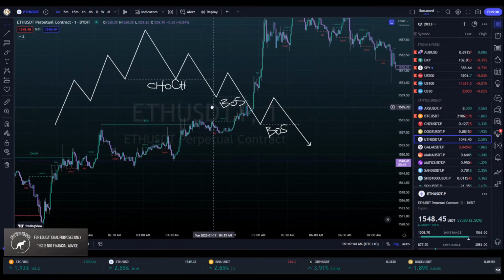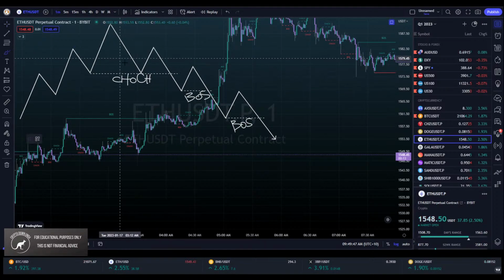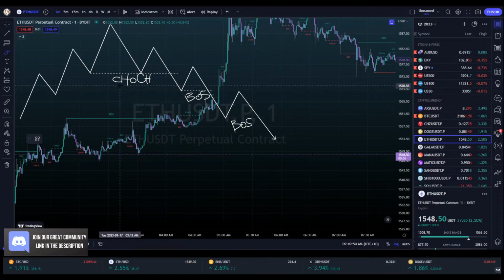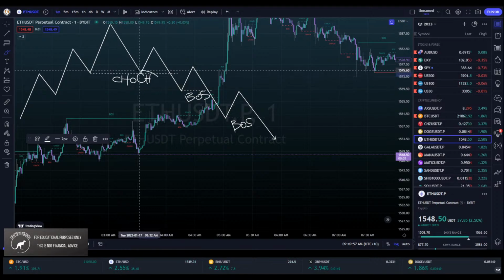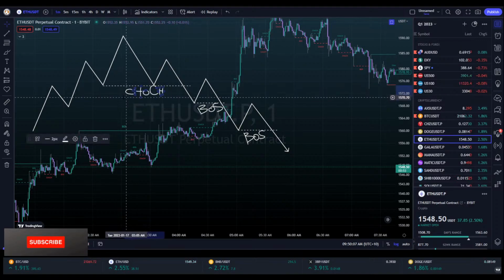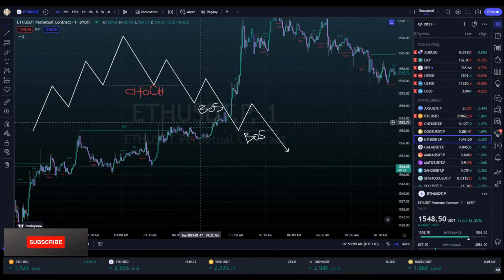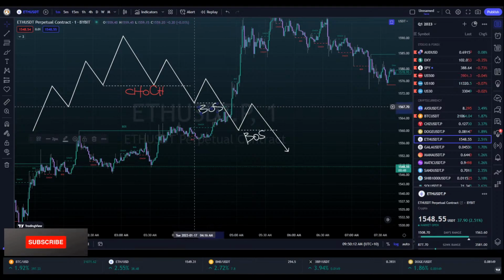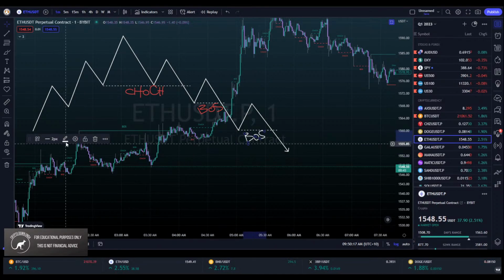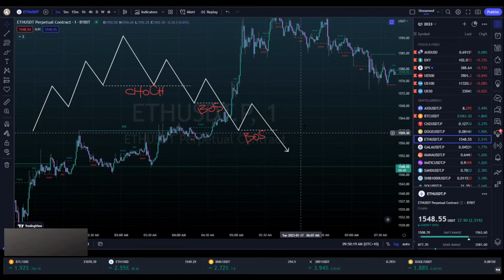Now the thing that defines a break of structure and not a change of character is that we're in the context of our character being changed back here, right? So we know that this was a bearish change of character. So let me make that red. That means this break of structure would be red too. And so with this one, right?